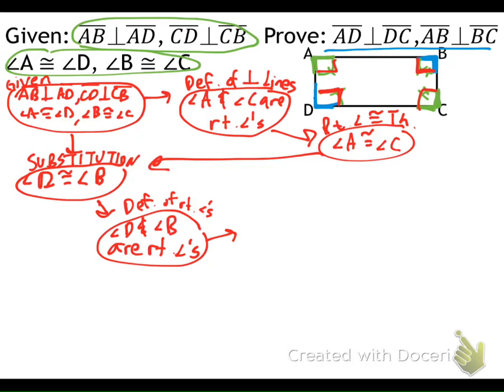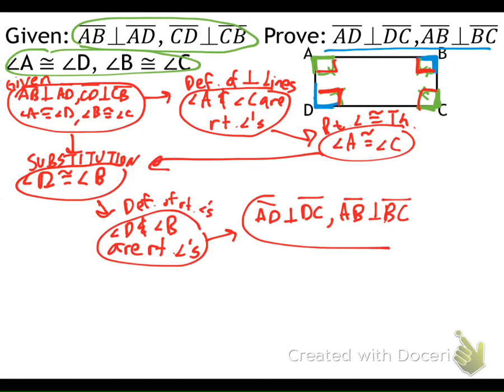So now we can write the proof statement. AD perpendicular to DC, AB perpendicular to BC, and that's going to be definition of perpendicular lines. All right, so that's proof number 2. Again, we kind of went forward and backward, if that makes any sense.